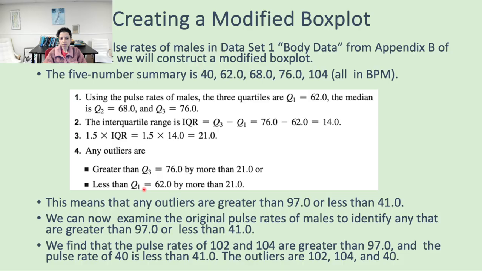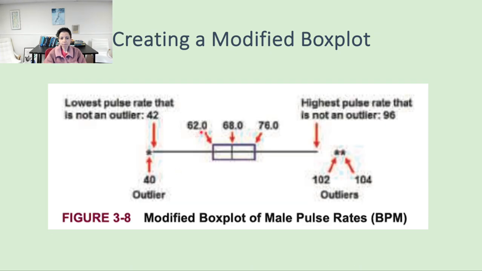Okay. So since the first quartile is 62, anything less than 62 minus 21 is going to be an outlier. And since our third quartile is 76, anything 21 beats per minute or more above 76 is going to be our outlier. Okay, so let's look at this modified box plot.